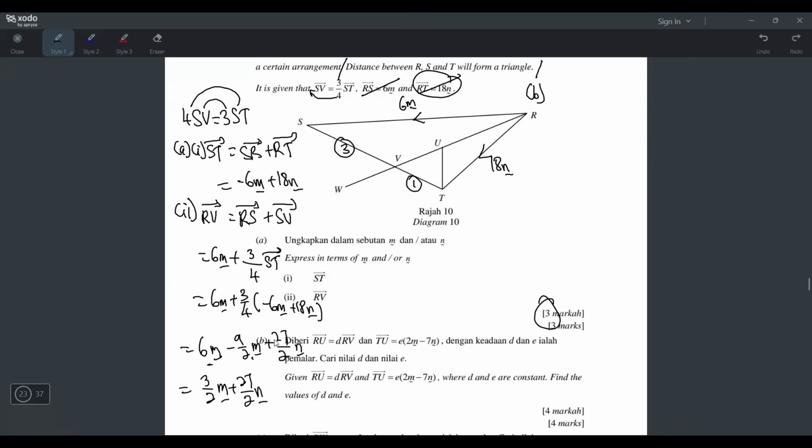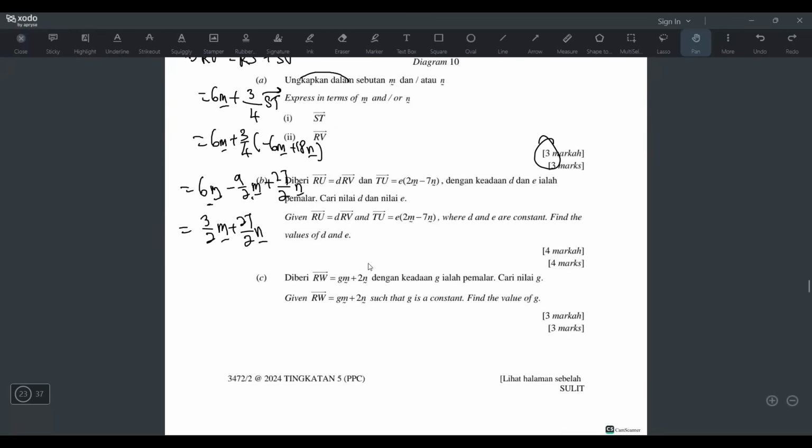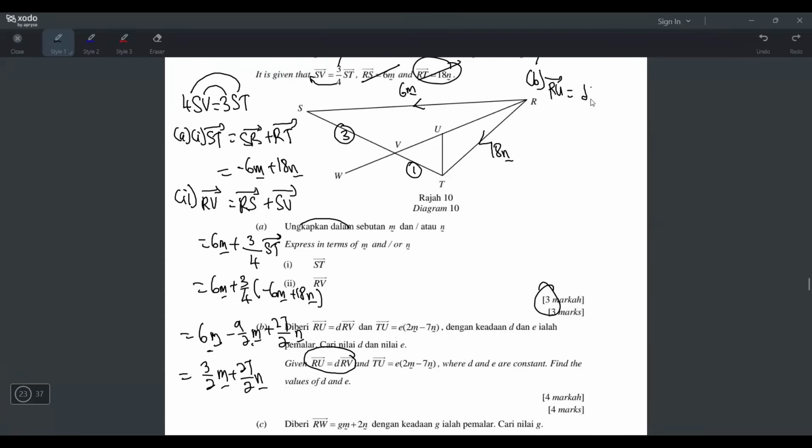Okay, when you do a vector question, the B question will use the answer in A. It means your A answer will be used in B, and then your B answer will be used in C, and so on. Okay, but let's read the question first. It says, given RU is dRV. Okay, this information you cannot label because they never give you the d. Like this one you can label because they give you the value, like 3 over 4. Then you can label the ratio, right? But if it's like this, you can't label because you don't know the d. But it's okay. Let's just write down first.